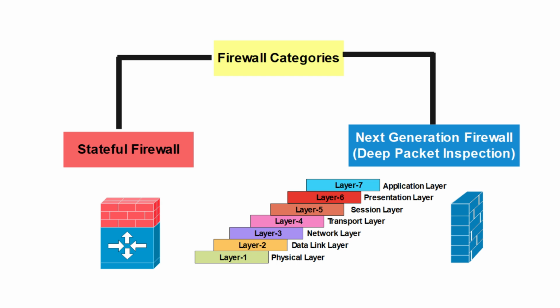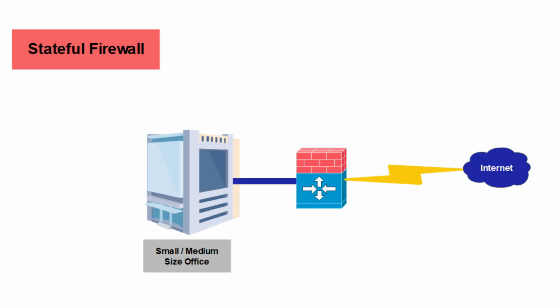Now let's talk about the stateful firewall first. These stateful firewalls are basically used by small to medium sized offices because such offices have a basic requirement of internet use. Since these companies do not have their important data or any kind of server hosted on the internet, this firewall fits best for them. And another advantage of using such a firewall is that it fits into their budget.